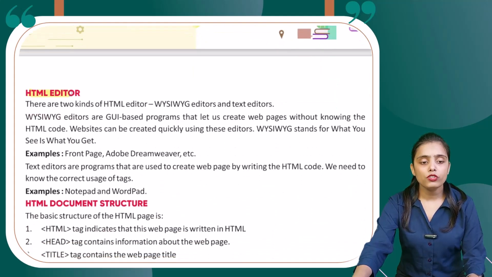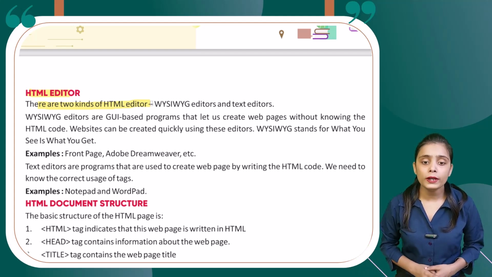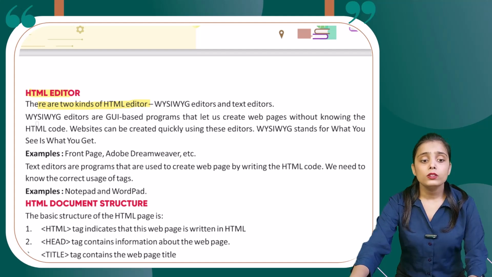Now let's talk about HTML editor. There are two kinds of HTML editor: WYSIWYG, that is what you see is what you get editor, and text editor. What you see is what you get editors are GUI based programs that let us create web pages without knowing the HTML code. Websites can be created quickly using these editors.